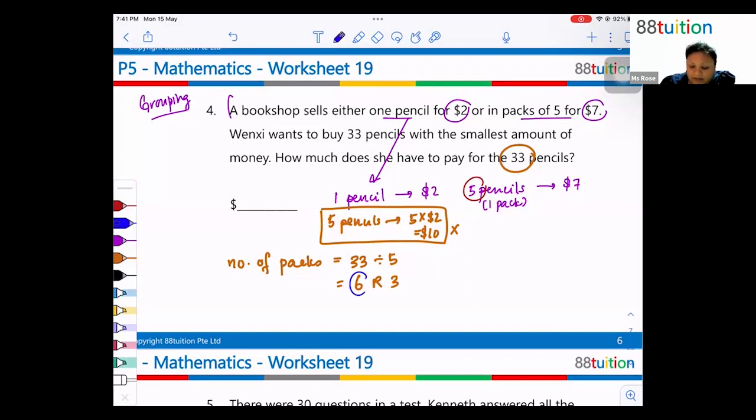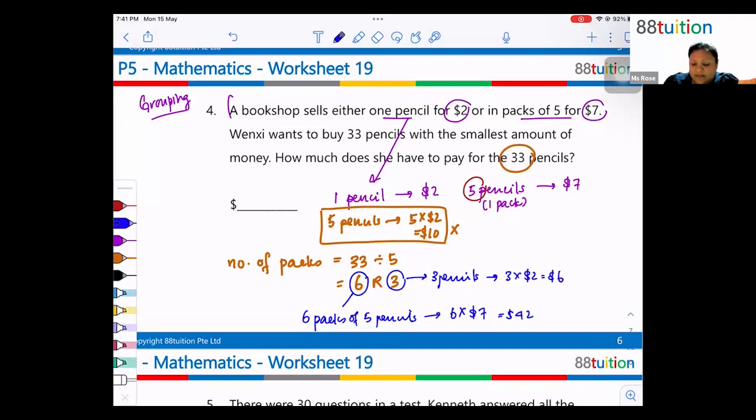Okay, so which means down here, it means 6 packs. So this is 6 packs of 5 pencils. And this refers to just 3 pencils. Okay, so to find out how much you have to pay, the 6 packs of 5 pencils cost how much? So that's 6 times $7 to give me $42. And these 3 pencils will be equal to 3 times $2, which is $6.